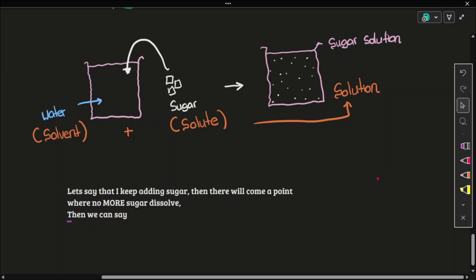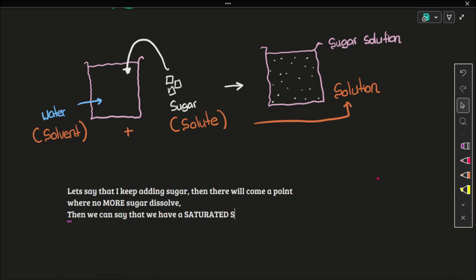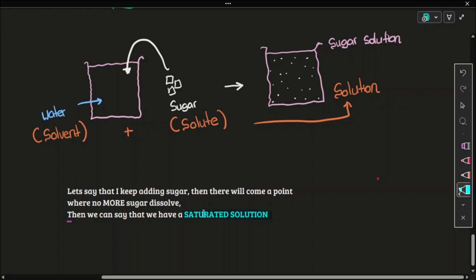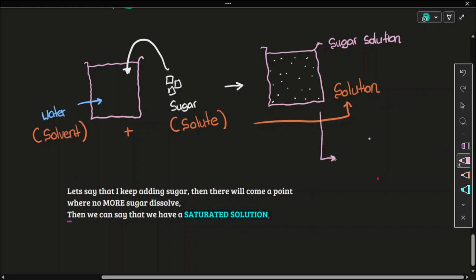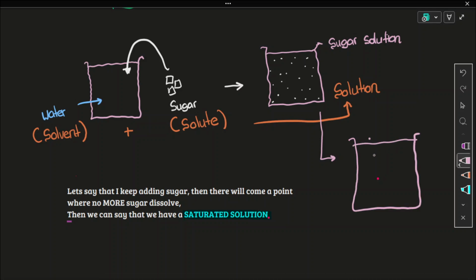Then we can say that we have a saturated solution. Interesting word, I know. If you keep on adding a lot of sugar, you get a saturated solution.